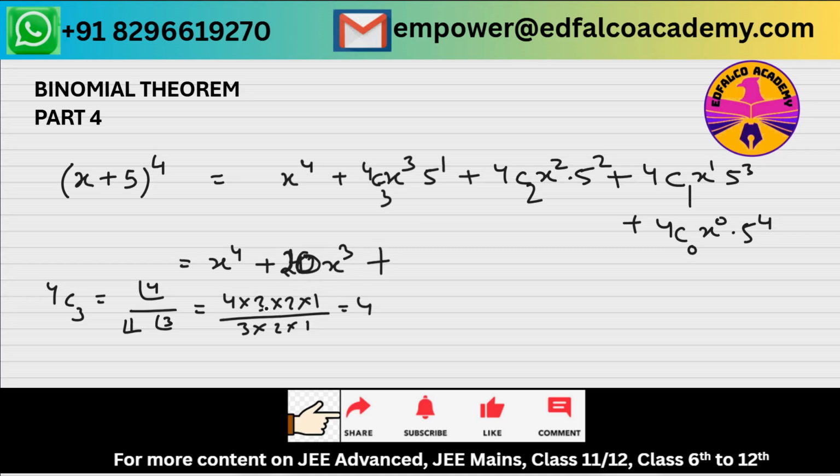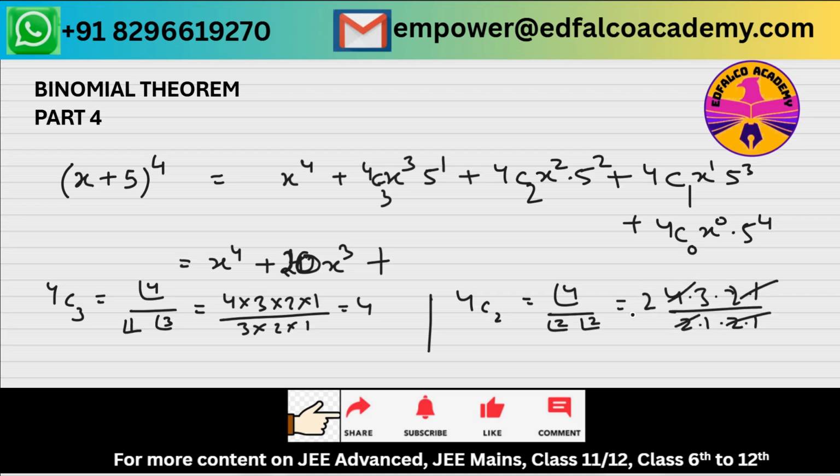Now coming to the next term, 4C2. What is 4C2? It is factorial 4 by factorial 2 times factorial 2, which means 4·3·2·1 by 2·1·2·1, right? The 2·1 and 2·1 cancel. It will cancel from 4 to give 2, and 2 threes are 6. So it's 6, and then multiplied with 5^2. 5^2 is 25, and 25 into 6 is 150. So it's going to give you 150x^2.